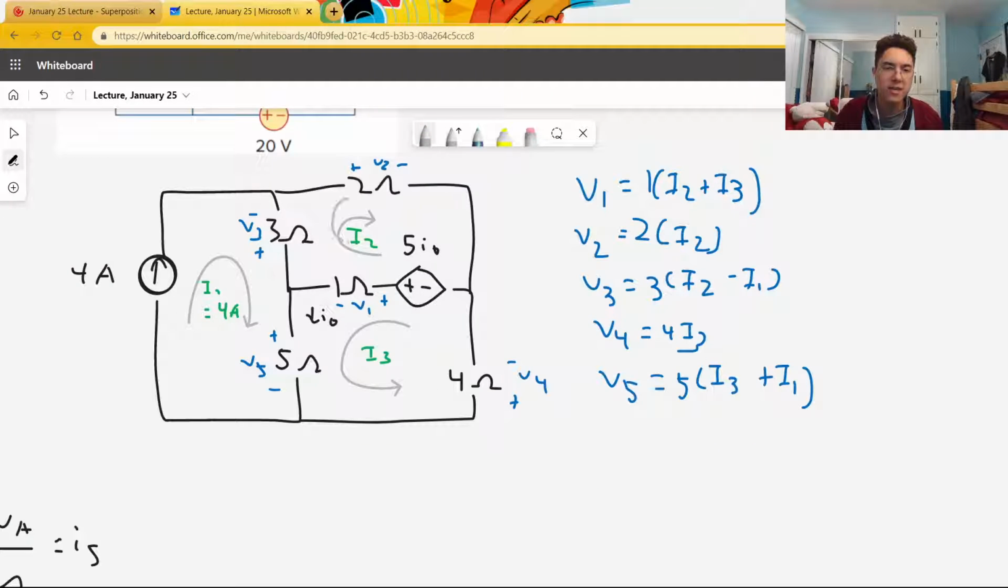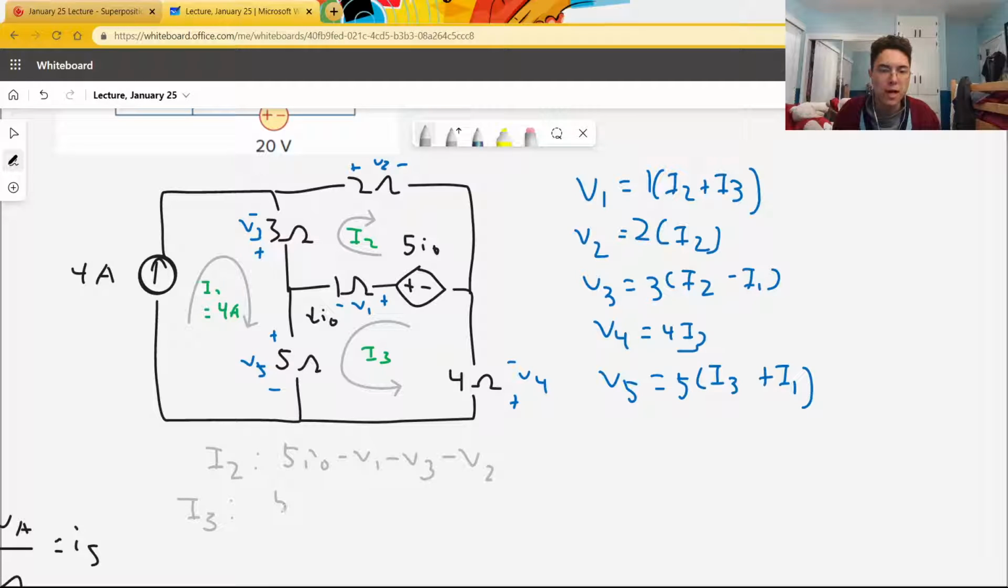Now let's write the mesh Kirchhoff's law for I2 and I3. In I2, we have a rise of 5 I naught, minus V1, minus V3, minus V2. For I3, we have a rise of 5 I naught, and then we have a drop of V1, and then a drop of V5, and then a drop of V4. And of course, these both equal 0.